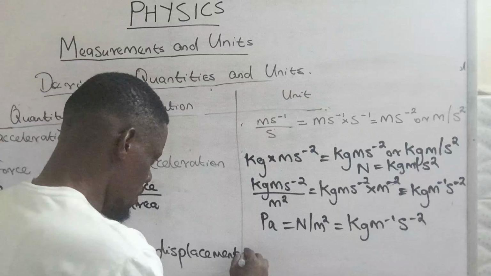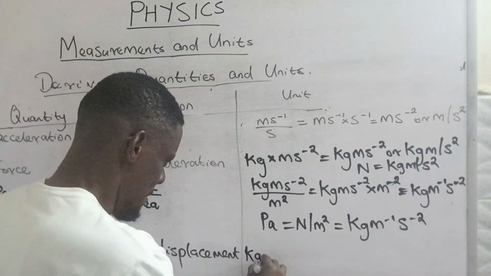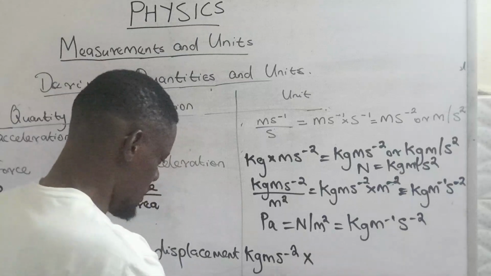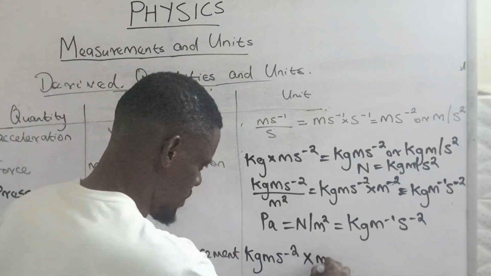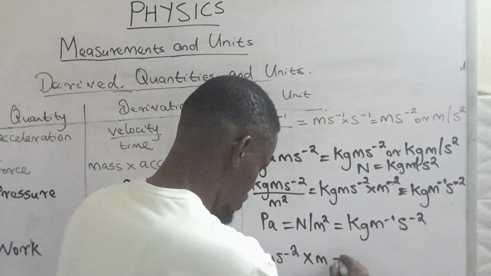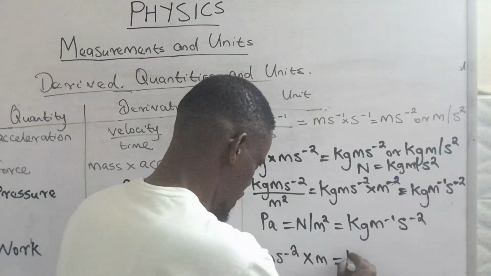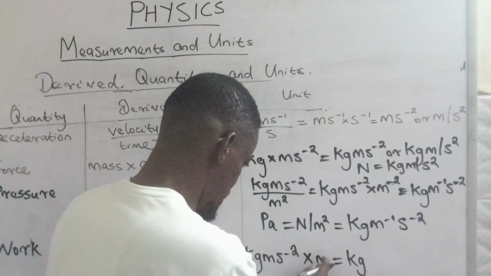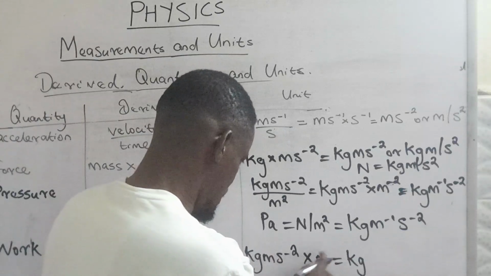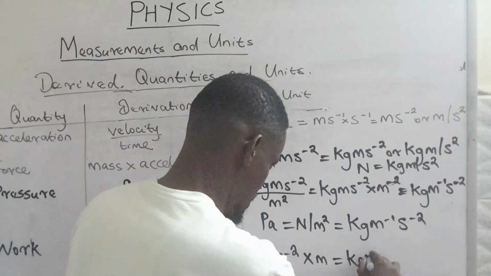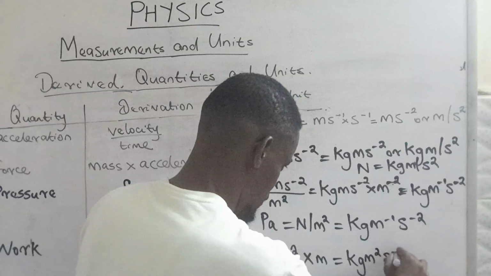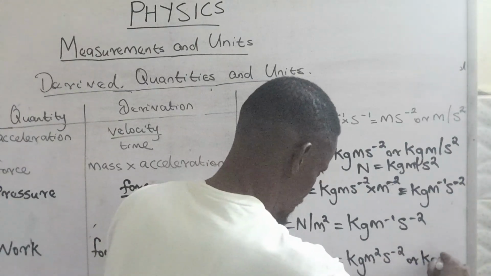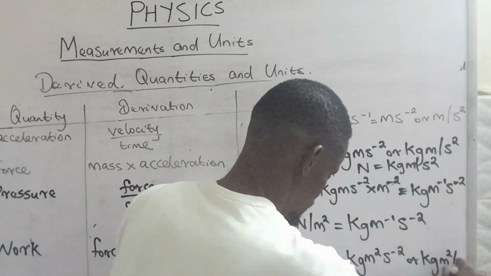Now the unit of force is kilogram meter per second square, times displacement, which is meter. So you multiply this, and you get kilogram, meter times meter, which gives you meter square per second square. Or write this as kilogram meter square per second square.